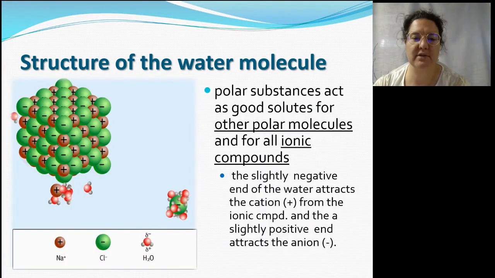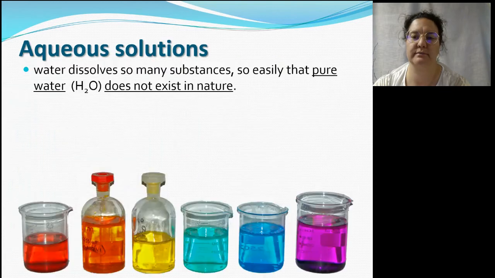So polar substances are good solutes for all other polar molecules and for ionic compounds. So the water, which is slightly negative on one end, attracts the cation from the ionic compound, which is going to be positive, and the slightly positive end of water attracts the negative anion from that ionic molecule. So this is why ionic molecules will more easily dissolve in water.